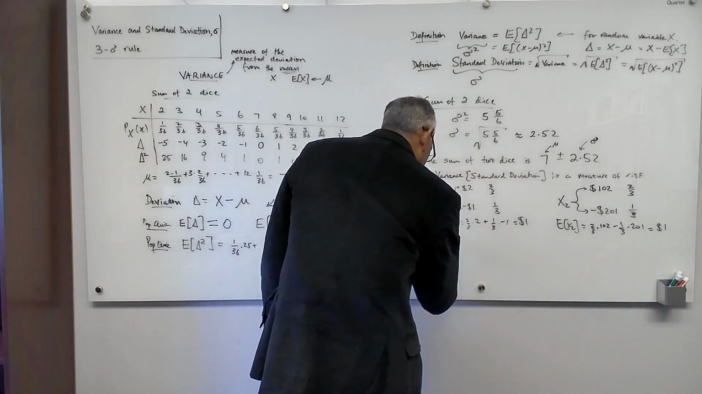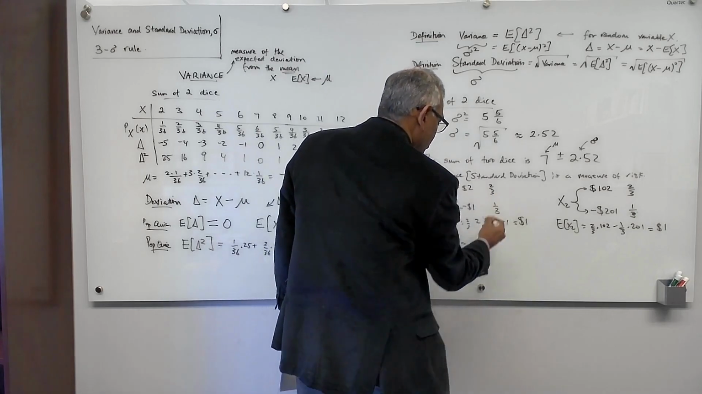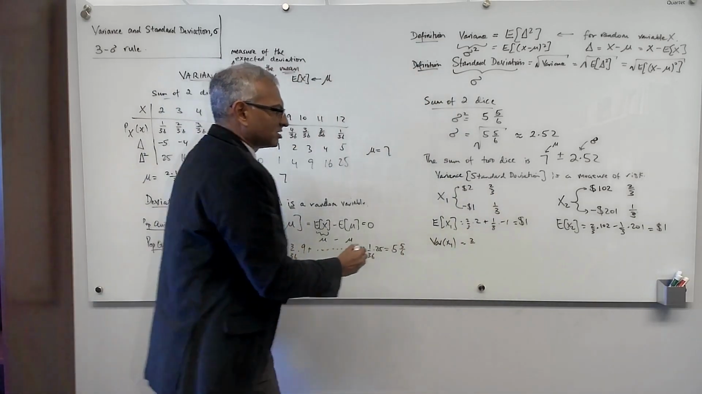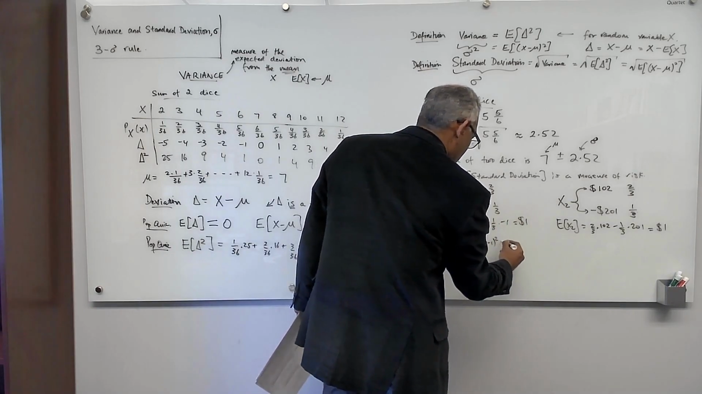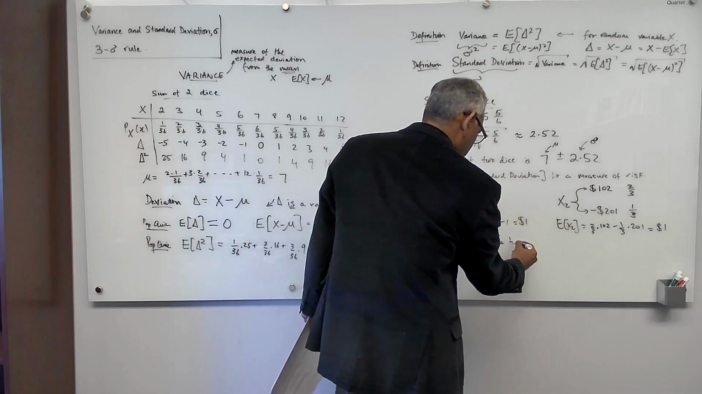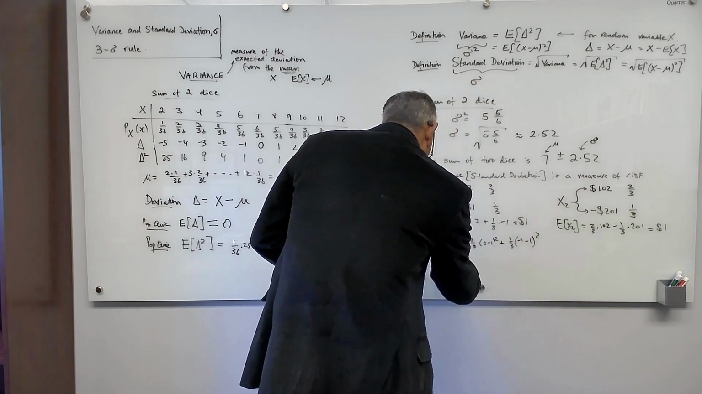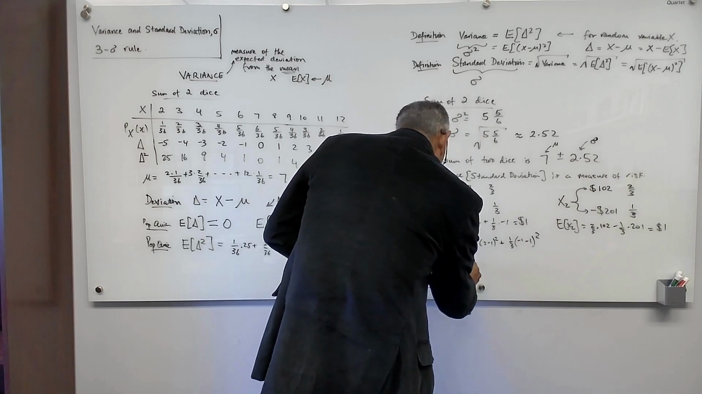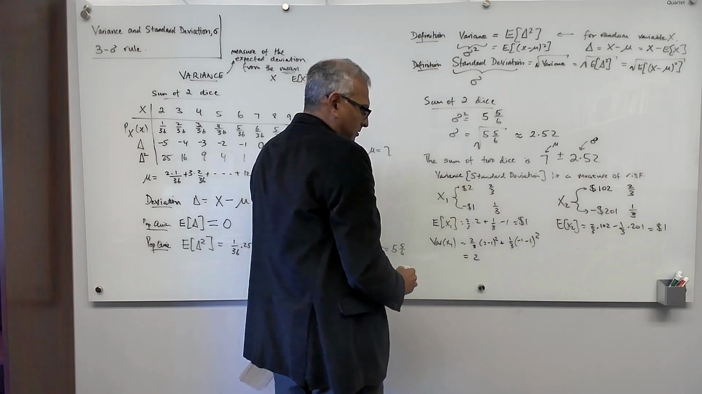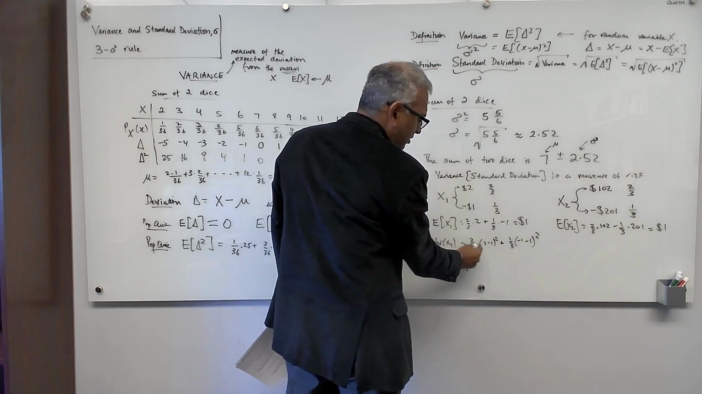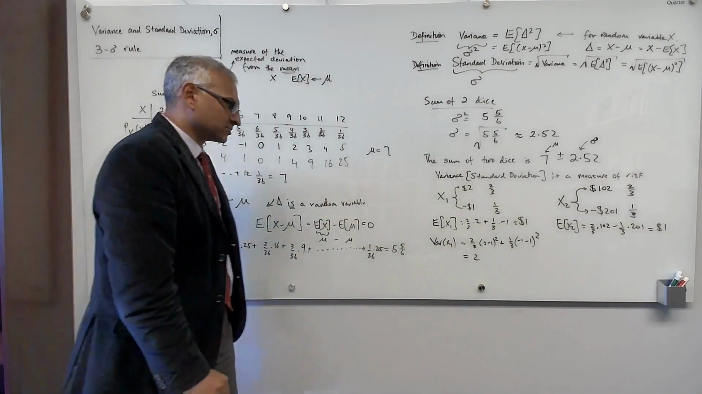So the variance of x1. Now we know the mean. So the variance of x1 is 2/3, so we take the deviation. This deviation is 2 minus 1. 2/3 times 2 minus 1 squared plus 1/3 times minus 1 minus 1 squared. And so the variance of x1 is equal to 2, because here you get 2/3 plus 1/3 times 4, which is 4/3. So the variance is 2.